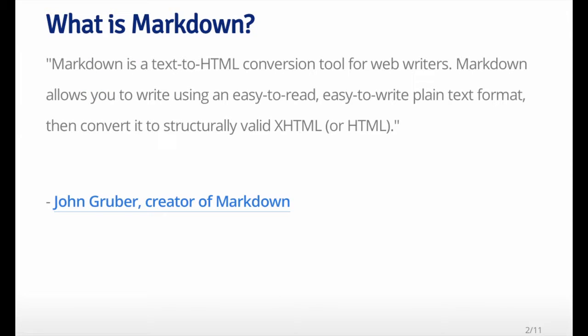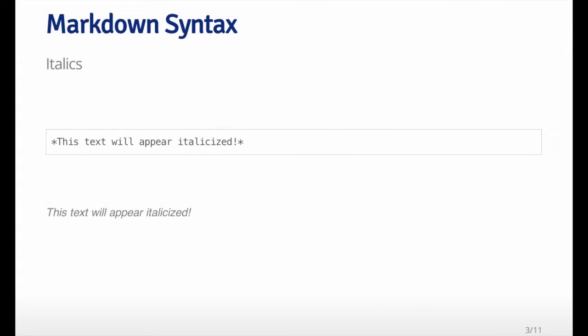So just to start off with, Markdown is a text-to-HTML conversion tool for web writers. Markdown allows you to write using an easy-to-read, easy-to-write plain text format, and then convert it to structurally valid XHTML. So the idea is that John Gruber, the creator of Markdown, wanted people to be able to focus on writing their content and not other aspects. And so the basic syntax for Markdown is fairly simple.